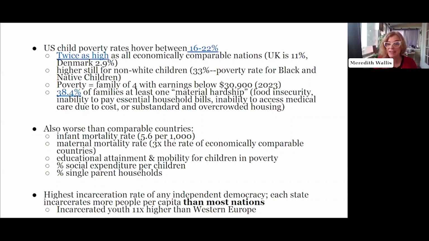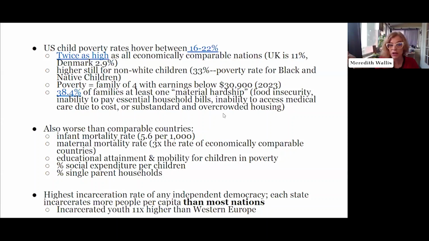Poverty, if the US government thinks you're poor, I'm sure I don't need to tell this to legal aid attorneys, you are very, very poor. So a family of 4 with earnings below $30,900 in 2023. That means that the poverty line is a sort of arbitrary fixation. There are also people above and below, and most people hovering above are only one event from dipping below. So 38.4% of families have at least one material hardship. That includes food insecurity, inability to pay essential household bills, inability to access medical care, substandard or overcrowded housing, or no housing at all.